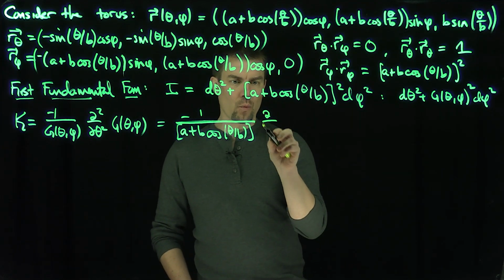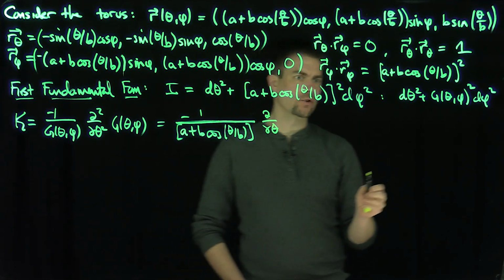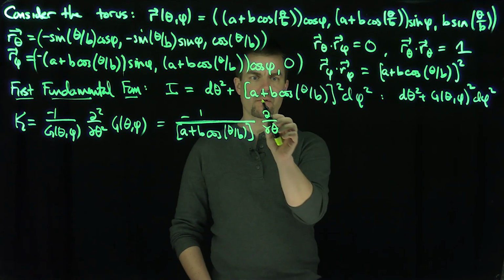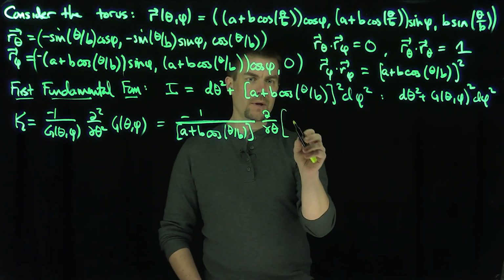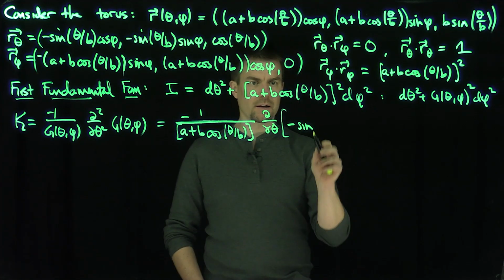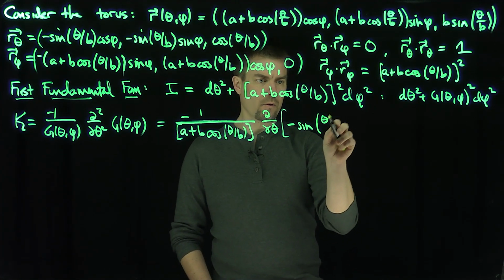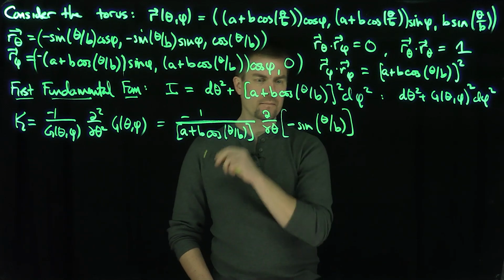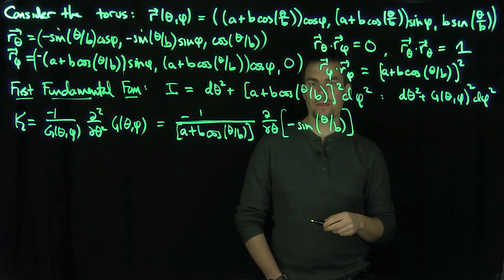So it's going to be the theta derivative. I'm going to do one theta derivative of this expression over here. So if I did a theta derivative of this expression over here, what would it be? It would be a negative sine of theta over b, like that. Okay, that's the derivative of the square root of that thing.